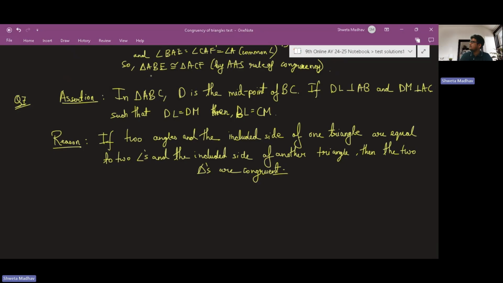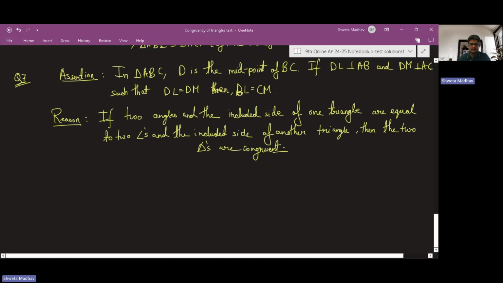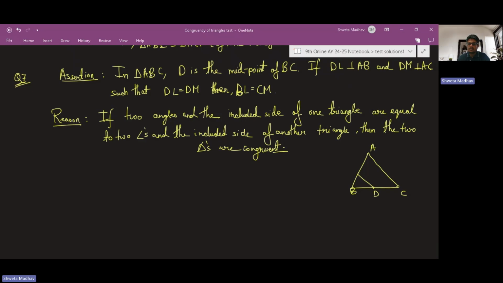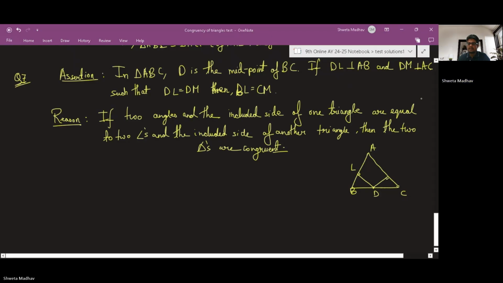So here in triangle ABC, it is told that D is the midpoint of BC. If DL is perpendicular to AB, and DM is perpendicular to AC, such that DL is equal to DM, then BL is equal to CM also. That we have to prove.